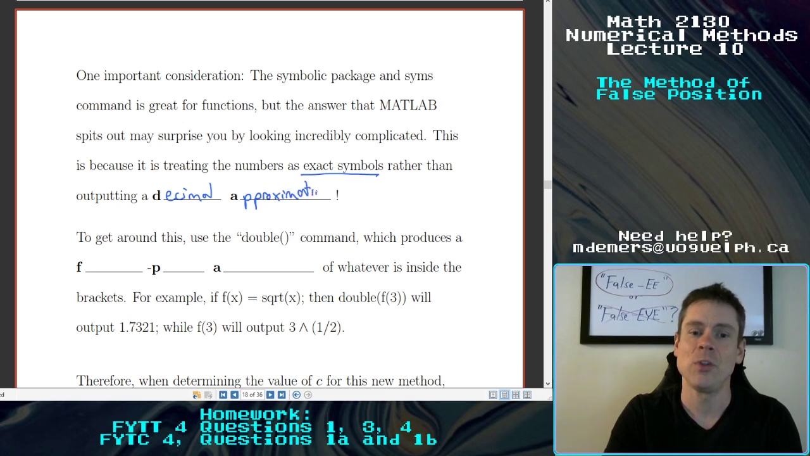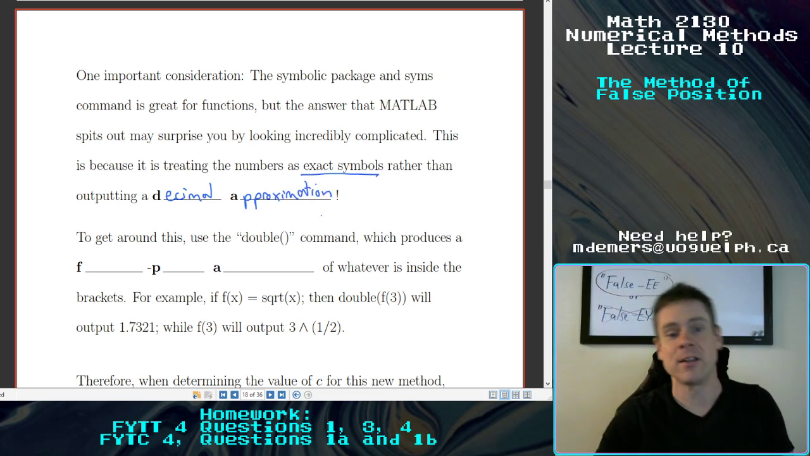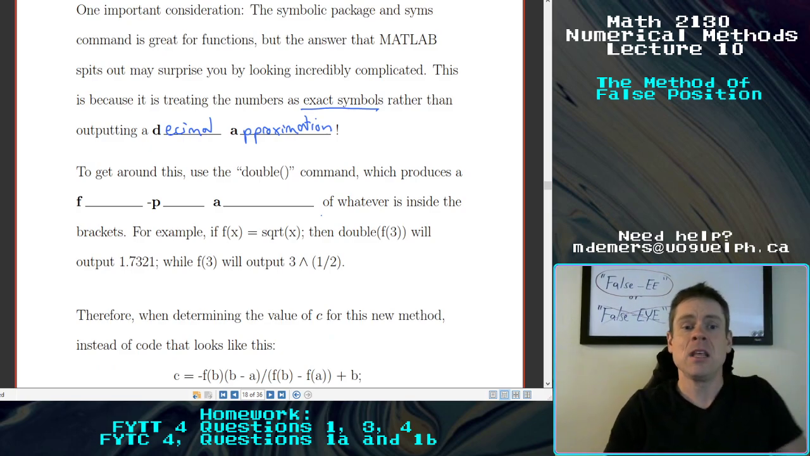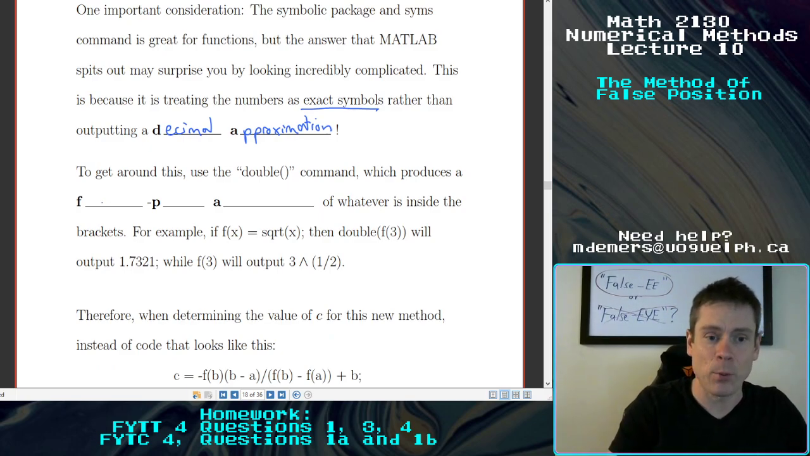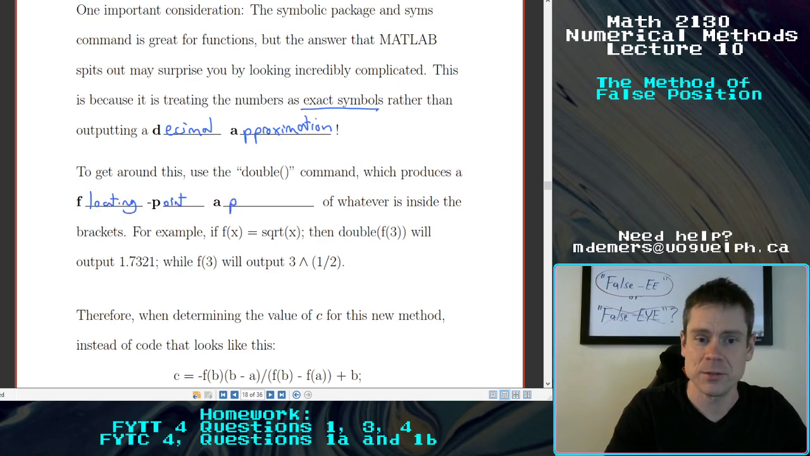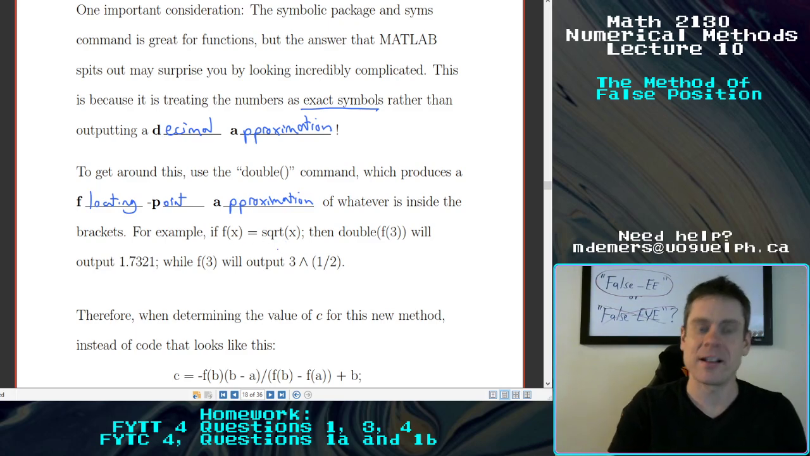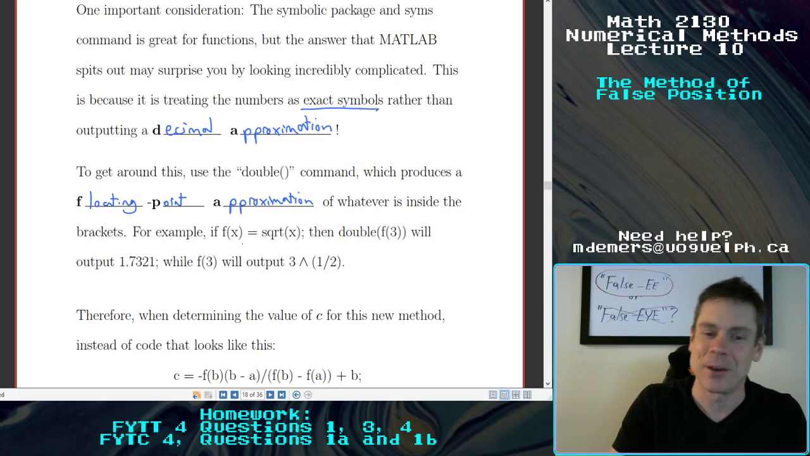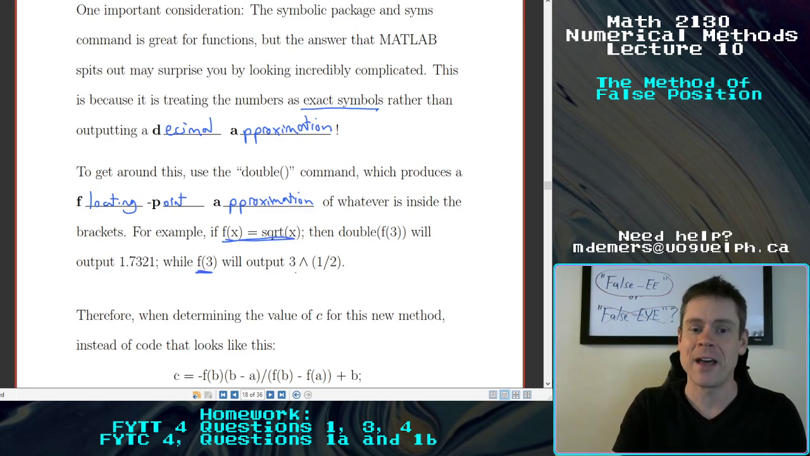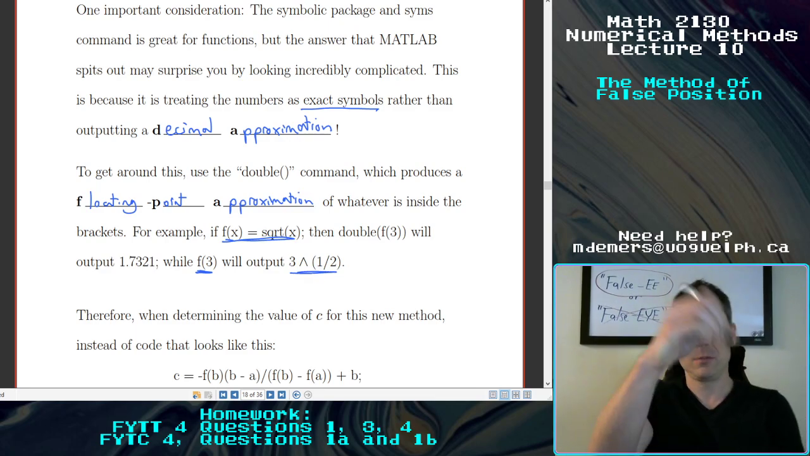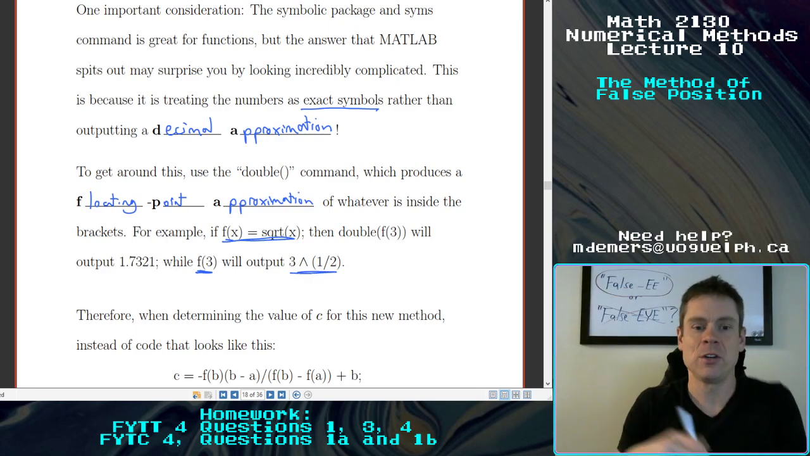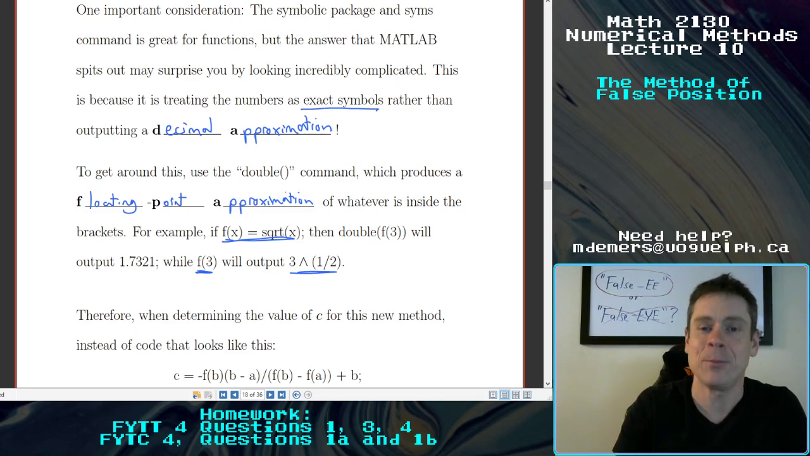Okay, so the one thing I want to introduce at this point is the double command. It's going to give you a floating point approximation to quite a bit of precision of whatever is inside the brackets. So if you write, here's this exact answer, the example that I was giving before. If you write f of 3 after defining f of x equals square root of x, you get 3 caret symbol 1 over 2, just to be absolutely precise.